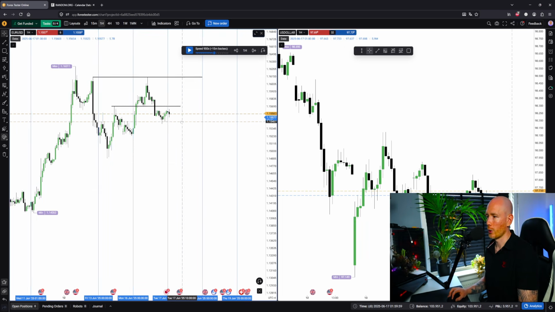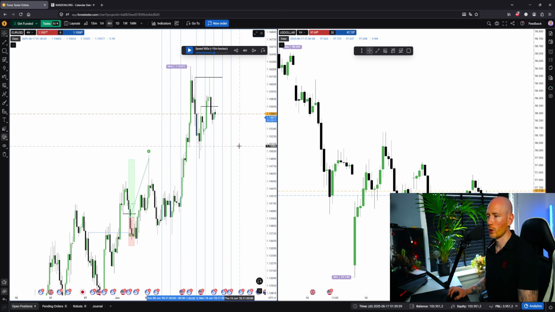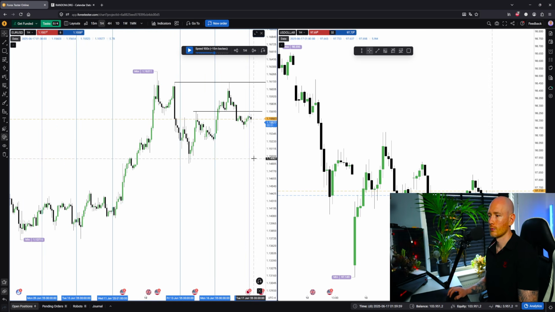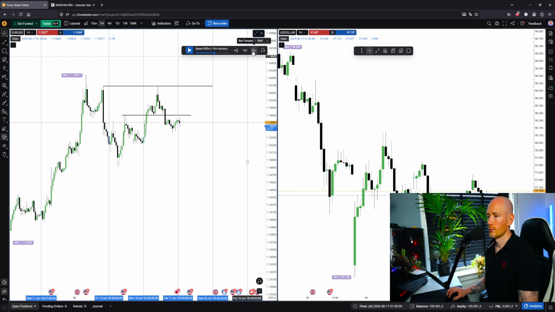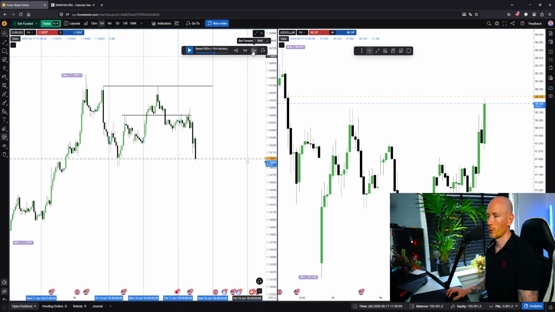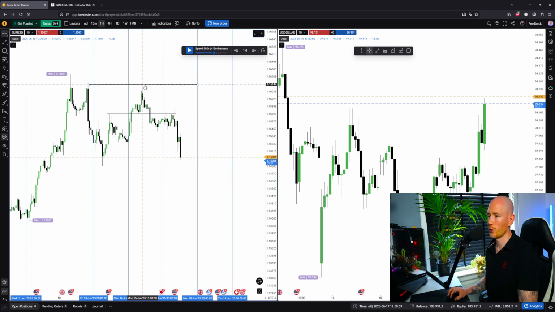Still have to wait for a displacement lower though. We don't want to get in early here. The 4 hour is still bullish. Okay, we're okay, this is great. Now we have SMT on the high. We run this little high here, and now we're starting to displace lower. So now we can actually use a range to trade with.